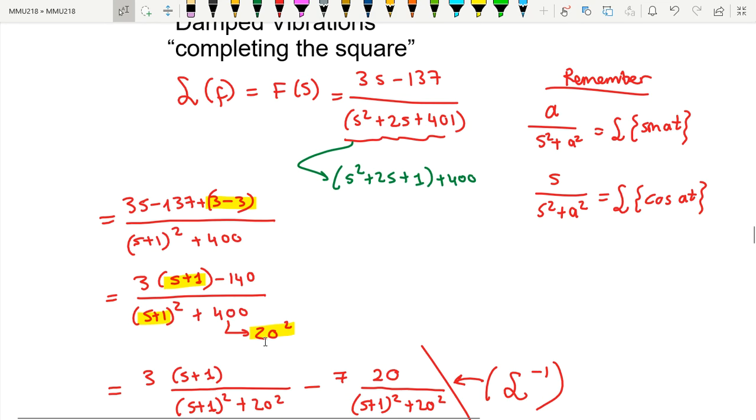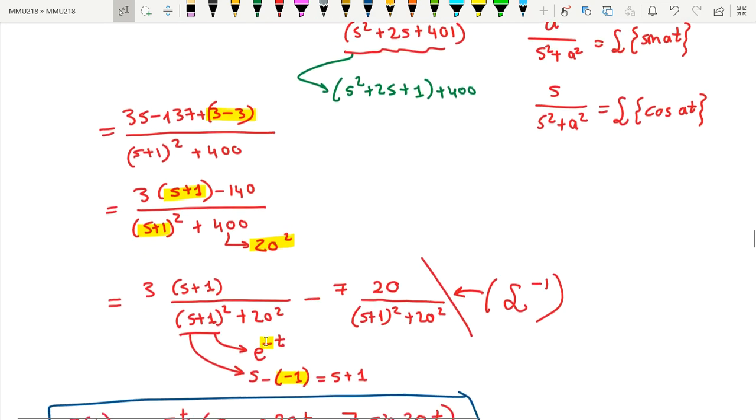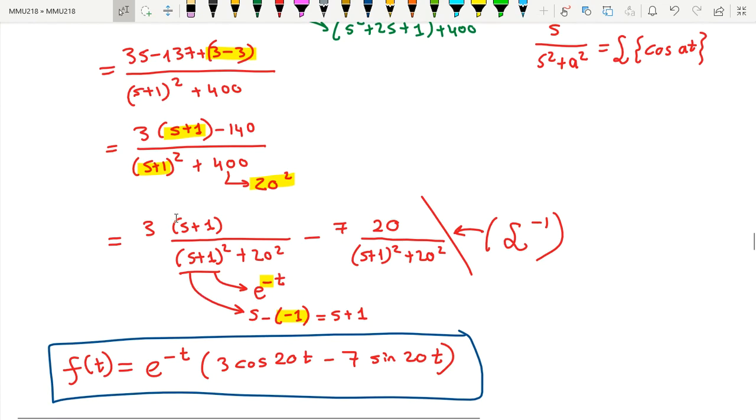And in the denominator, I will have (s plus 1) squared plus 400. That's going to be like 20 squared. And if you partition these, 3(s plus 1) over (s plus 1) squared plus 20 squared, minus 140, which is 70 times 20, over (s plus 1) squared plus 20 squared.